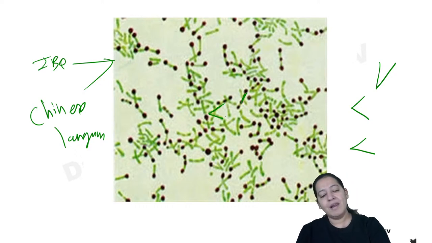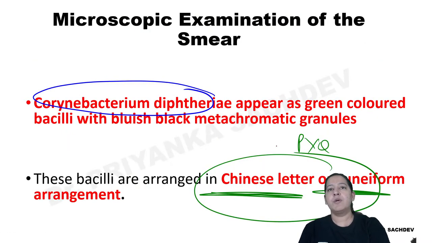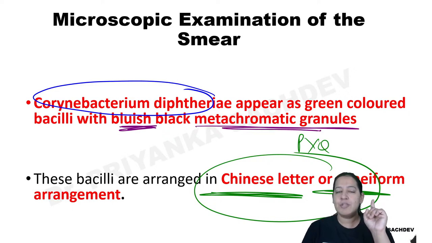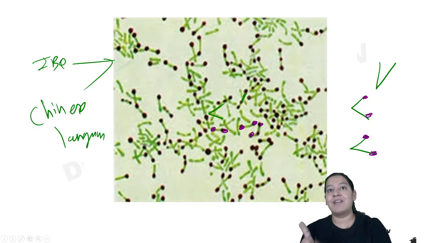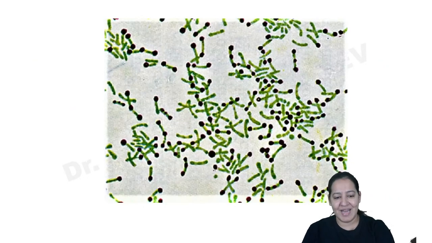Okay. Purple color की क्या चीज दिख रही है? At both ends of the bacteria. What is this purple color? Purple color granules. ये purple color के granules क्या हैं? यहाँ पे भी, यहाँ पे भी. So what are these purple color granules? So purple color granules, bluish color granules are metachromatic granules. So the bacteria is green color and granules are blue color. So that is typical color. You can see here also. Bacteria is green color and granules are purple color.